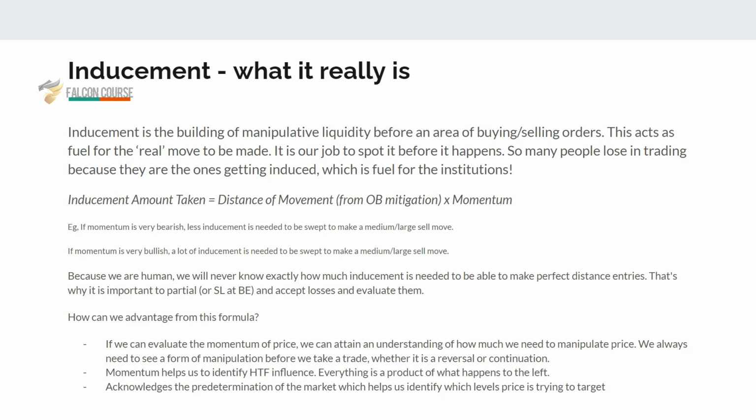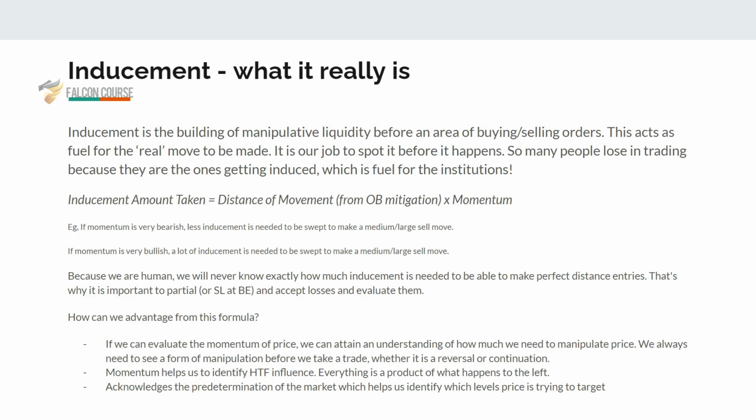We always need to see a form of manipulation before we take a trade, whether it's a reversal or a continuation. And that's exactly where the two-phase theorem comes from. We're always looking for an inducement before we take our trade. We use horizontal levels for our inducement, and it's powerful because it's that cutoff between accumulation and manipulation, and then we can trade from that cutoff manipulation.